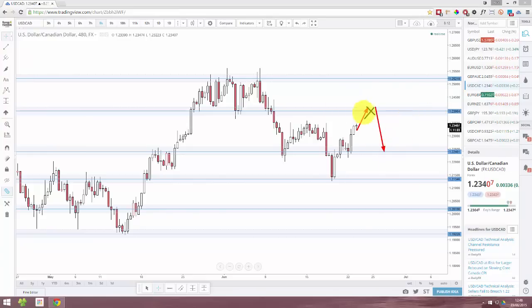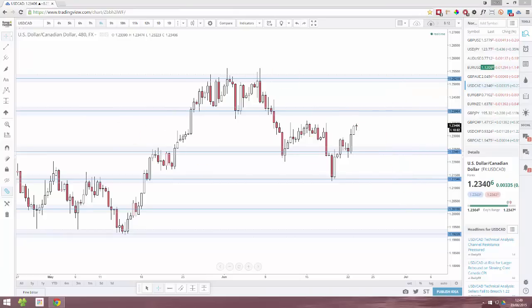If buyers manage to push up to this level here, the 125.20, I'll be looking for sellers to enter. I'd be looking for price action to tell me that sellers are entering, and I'll be looking to go short. For support this week, we have the 122.40, which is here. I'll be looking to go long at the 122.40 and then the 121.40. So if sellers come down to here, I'll be looking to go long at the 121.40.